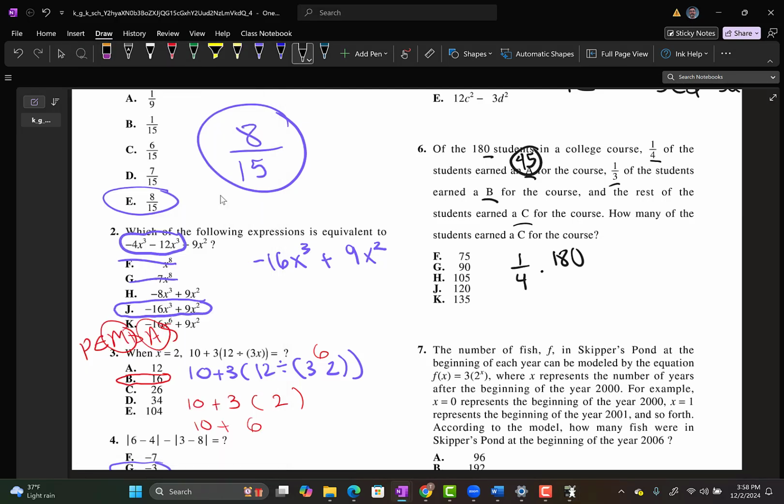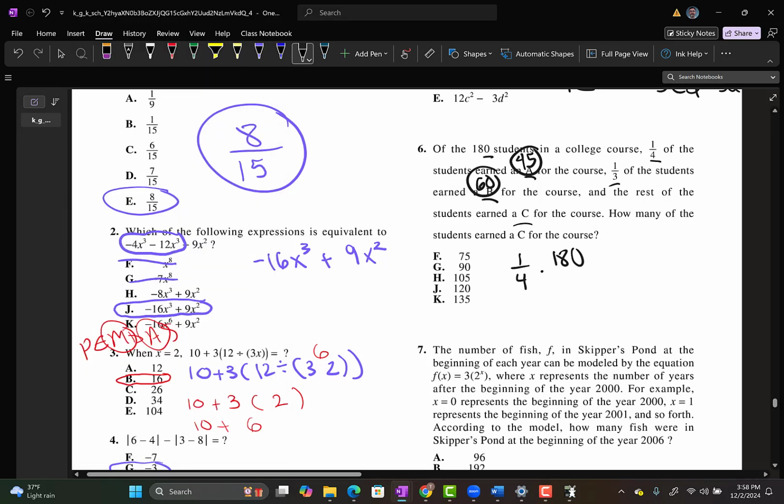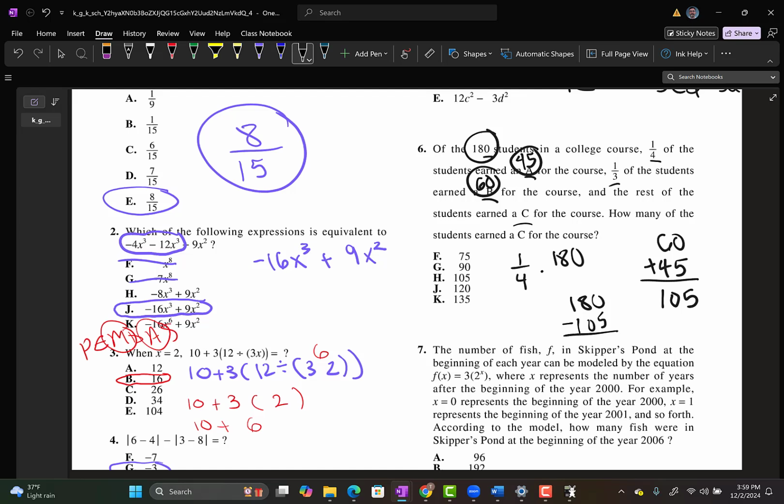So 45 A's. B's, what's 1/3 of 180? So same thing. We could do 180 times 1/3, but it's just easier to do 180 divided by 3. So 60 got a B. So 60 plus 45 is 105. We had 180 total students, and it said the rest earned a C. Probably do the rest of this math in your head. 180 minus 105 is 75. So 75 earned a C.